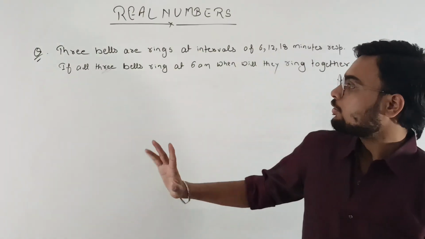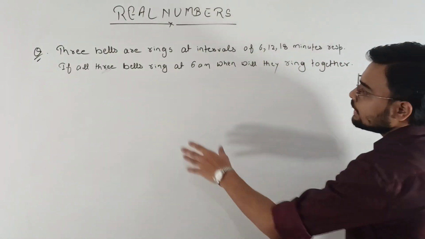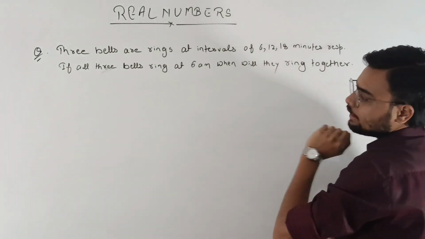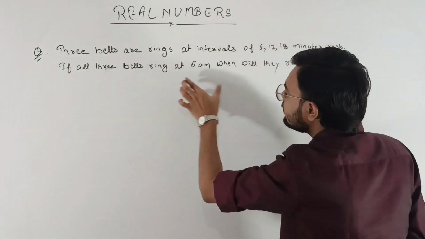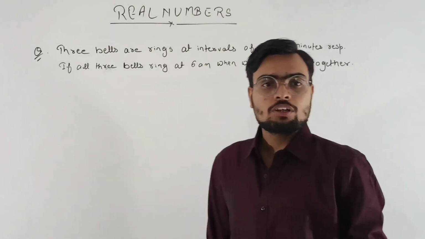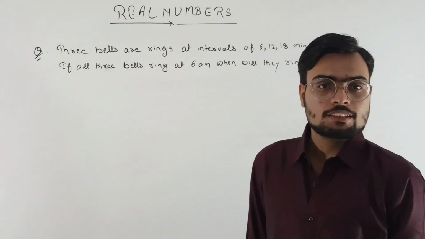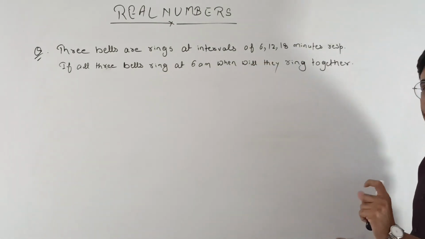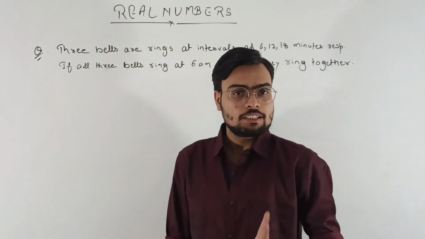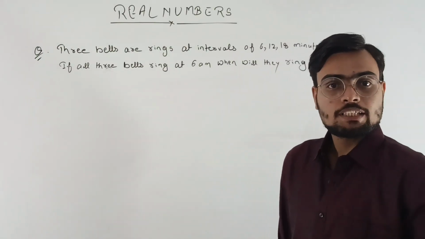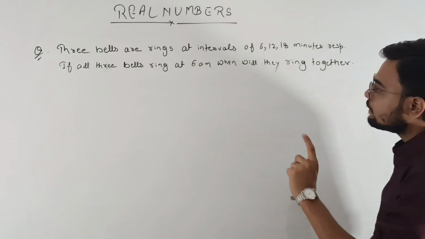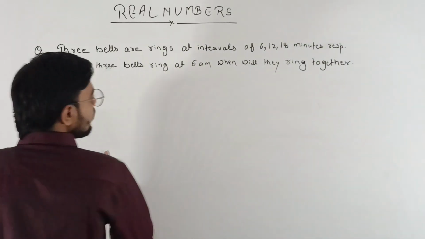Now, this is our first question of word problem. The question is: three bells ring at intervals of 6, 12 and 18 minutes respectively. If all three bells ring together at 6 am, then when will they ring together again? The question is saying that there are three bells which ring at intervals of 6, 12 and 18 minutes respectively, and these three bells ring at 6 am in the morning. Then the question is asking at which time these three bells will ring together again. Understood?